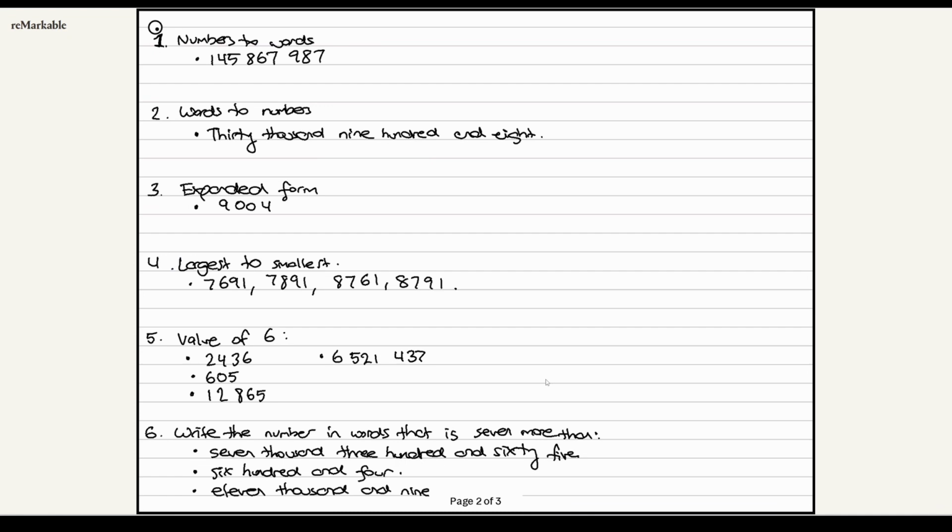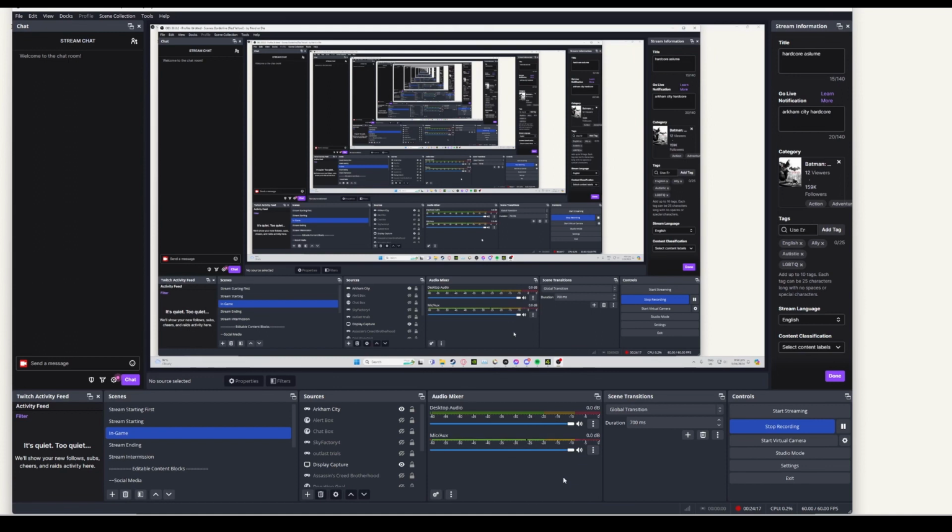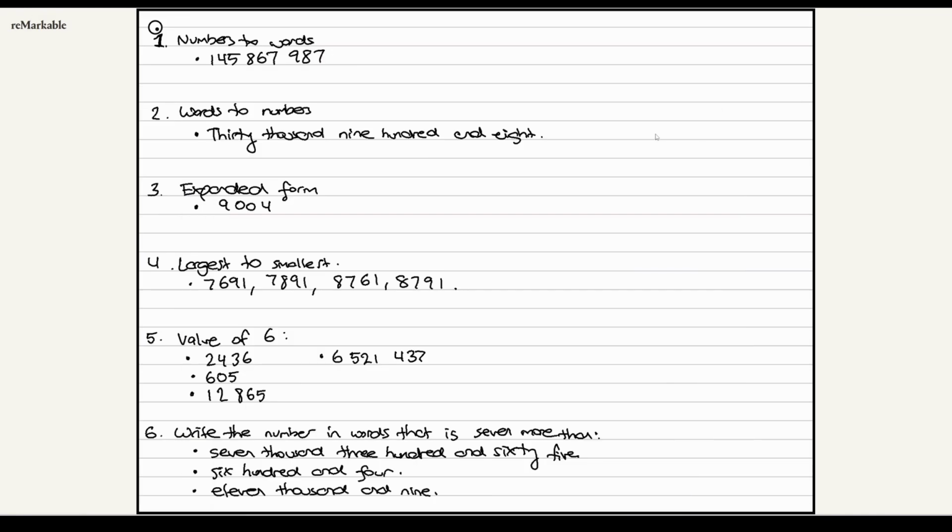So let's have a look. We want to convert 145,867,987. So if you find a number that hasn't really been put into nice nests like this with 3 numbers in each nest, then you can always go from the rightmost number and move backward in 3s. That'll help you out a bit.